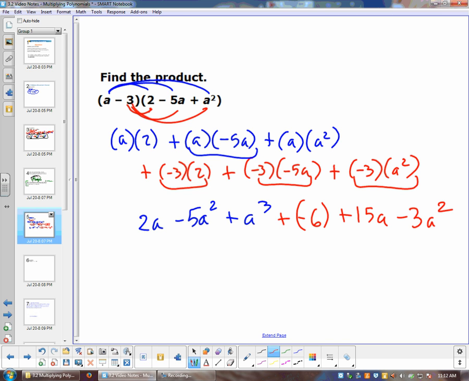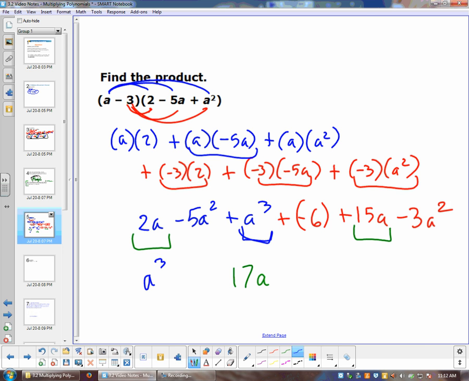And if there are any like terms that we can combine, and I see that there's a 2a here and a 15a here, let's combine those and we'll get a 17a. And let's see if I should put these in the right order first. I see an a cubed term. I'm going to put that first.